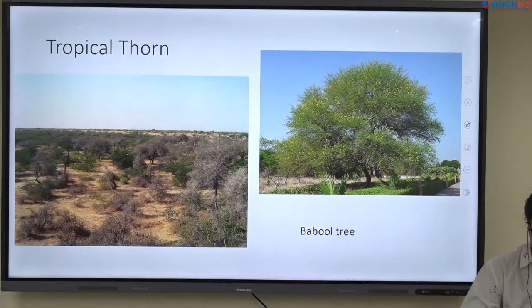Now go to page number 5 again and put a tick mark on category number B. You have gone through all the subtypes. Dry tropical forest. Put a tick mark on category number B.